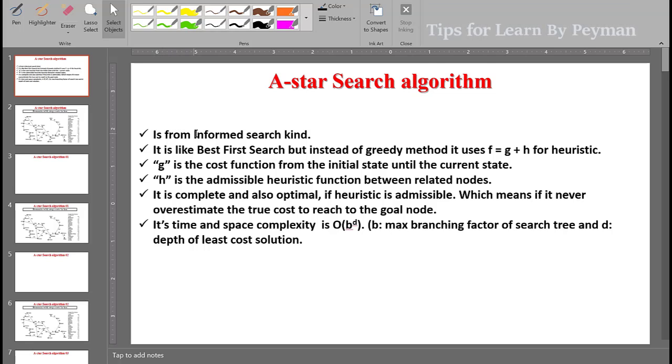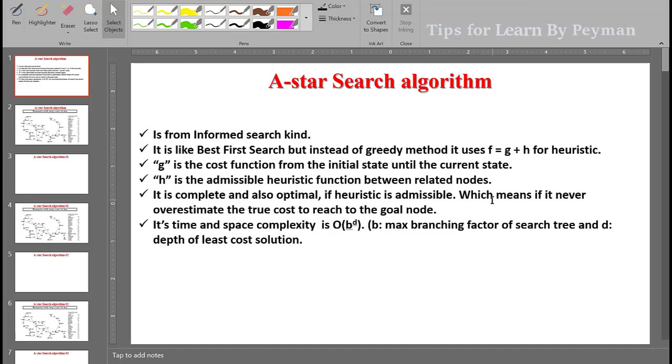As you know, it is from the informed search kind. It is like best first search, but instead of the greedy method, it uses f equals g plus h for the heuristic. G is the cost function from the initial state until the current state, and h is the admissible heuristic function between the related nodes. It is complete and also optimal if the heuristic is admissible.